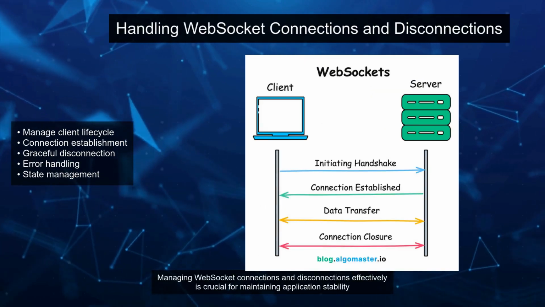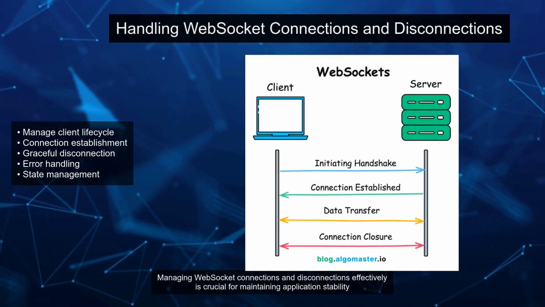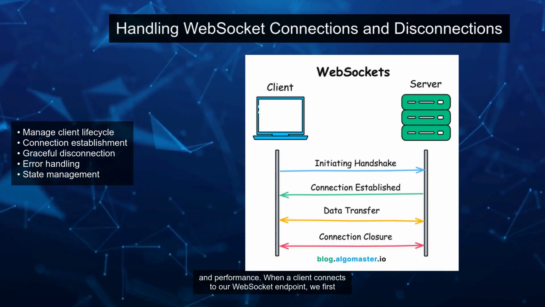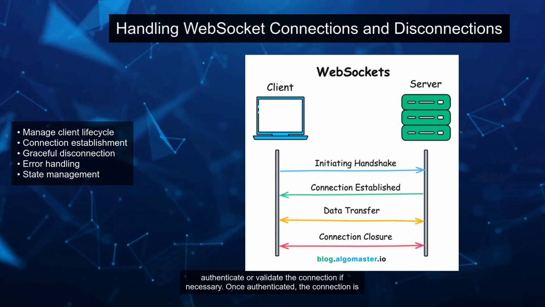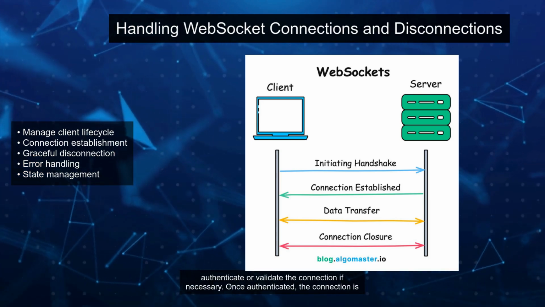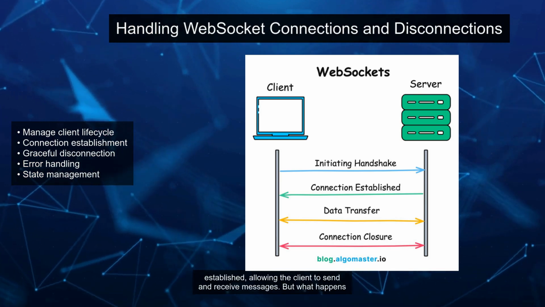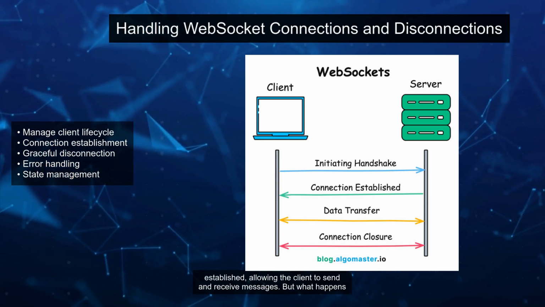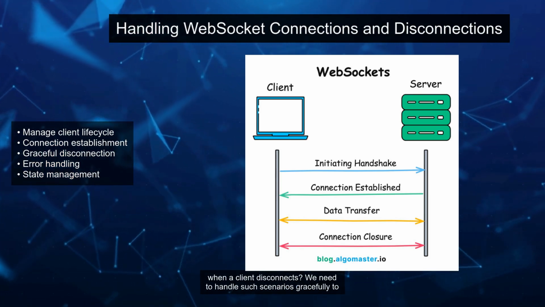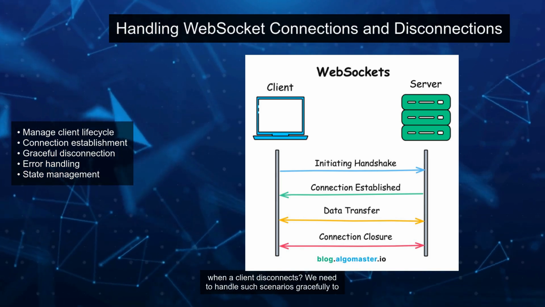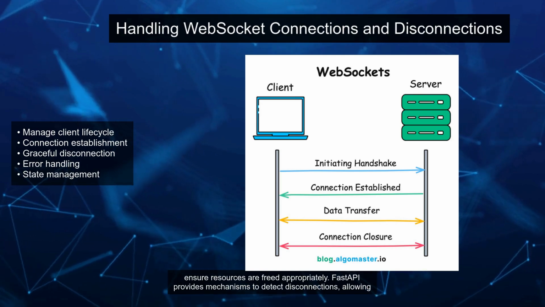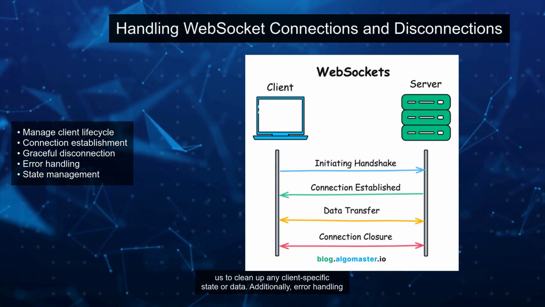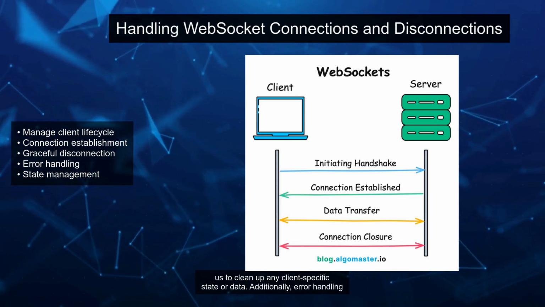Managing WebSocket connections and disconnections effectively is crucial for maintaining application stability and performance. When a client connects to our WebSocket endpoint, we first authenticate or validate the connection if necessary. Once authenticated, the connection is established, allowing the client to send and receive messages. But what happens when a client disconnects? We need to handle such scenarios gracefully to ensure resources are freed appropriately. FastAPI provides mechanisms to detect disconnections, allowing us to clean up any client-specific state or data.